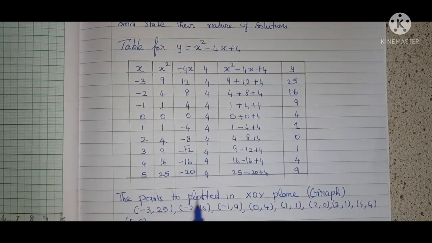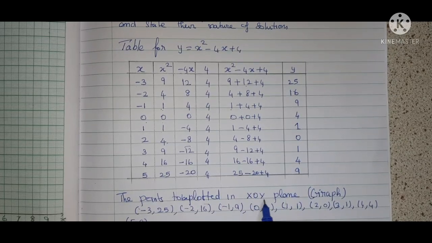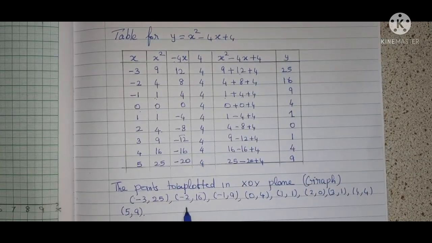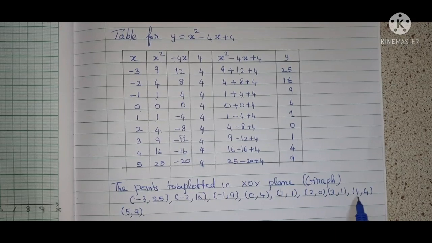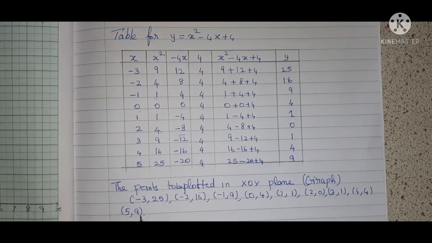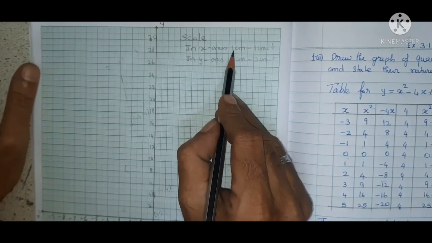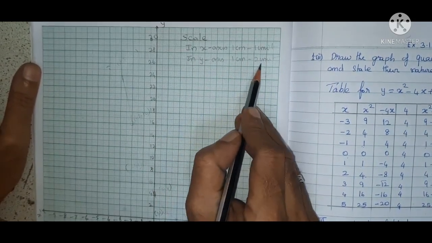The points to be plotted in the XOY plane, that is, the graph: minus 3, 25; minus 2, 16; minus 1, 9; 0, 4; 1, 1; 2, 0; 3, 1; 4, 4; and 5, 9. Scale: on the x-axis, 1 centimeter is 1 unit. On the y-axis, 1 centimeter is 2 units.